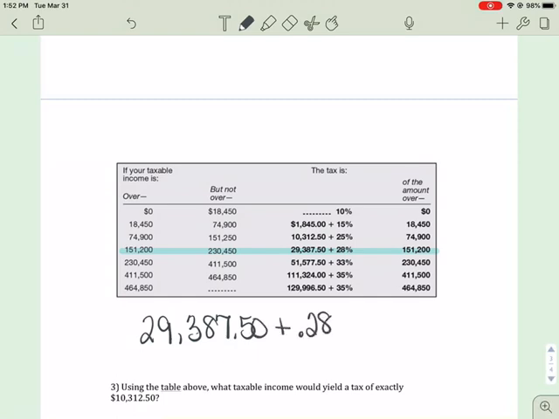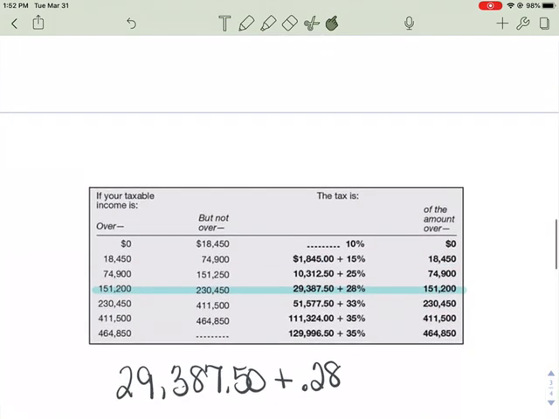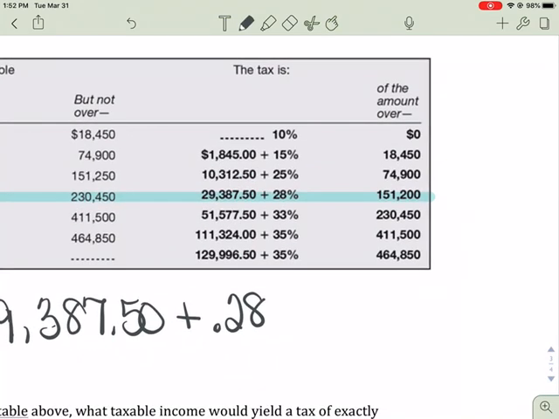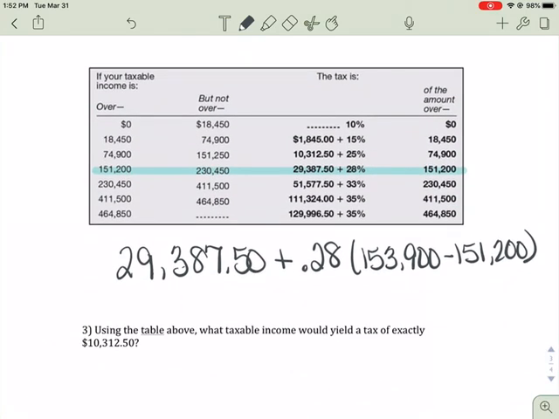plus 28%, so 0.28, of the amount over $151,200. So we have to figure out how much over 153,900 is to 151,200. So I'm just going to subtract that. So 153,900 minus 151,200. Okay, and when I did the math, I got 30,143.50. Okay, so that's how much taxes they owe.